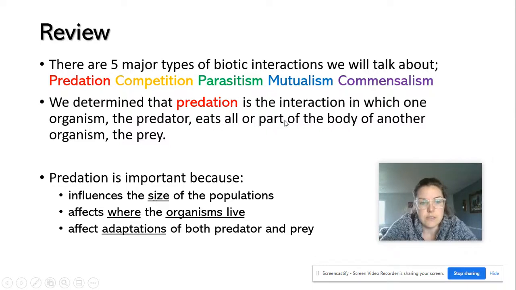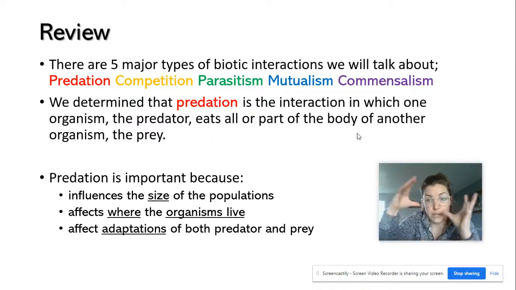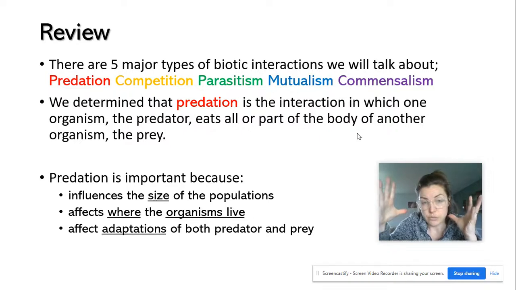Well, it influences the size of populations, both predators and prey. It affects where the organisms live, both predator and prey, and it affects adaptations of both predator and prey. So that's a lot. We're starting small and we're going to get bigger. So it's really important that we really understand all of these parts because we're going to put them all together to make a big picture in the end. And this is just one of them.